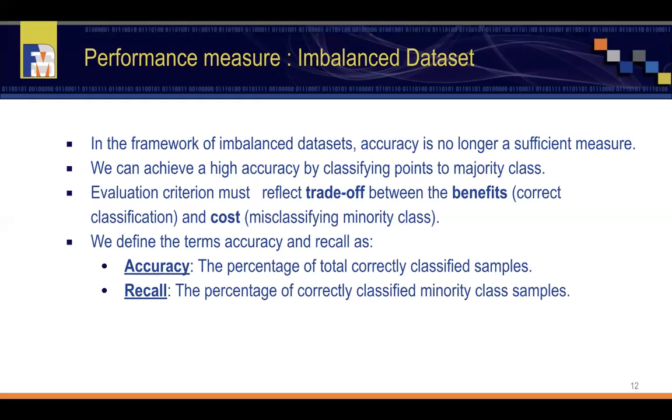So we define two terms, accuracy and recall, and look for the trade-off between these two terms. The first term that we define is accuracy, which is defined as the percentage of totally correctly classified samples, and recall, the percentage of correctly classified minority samples. And we want to achieve high accuracy with high recall.